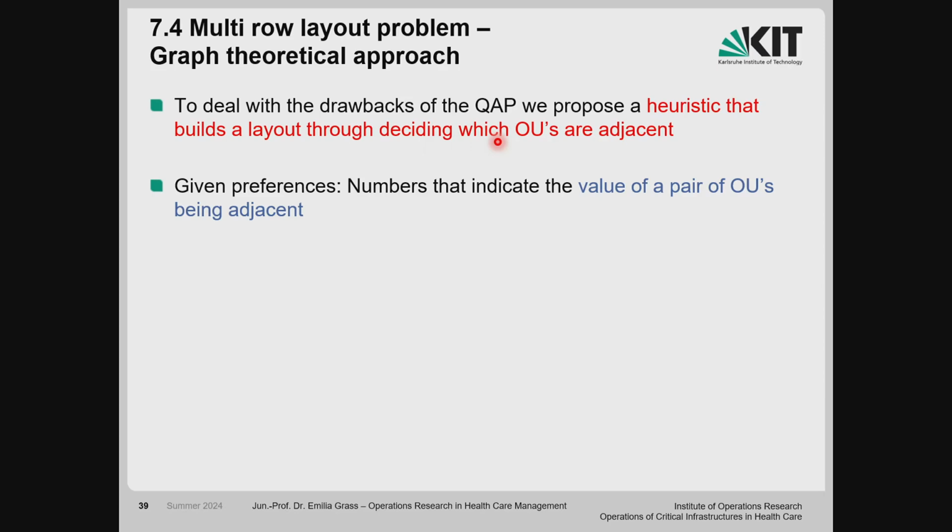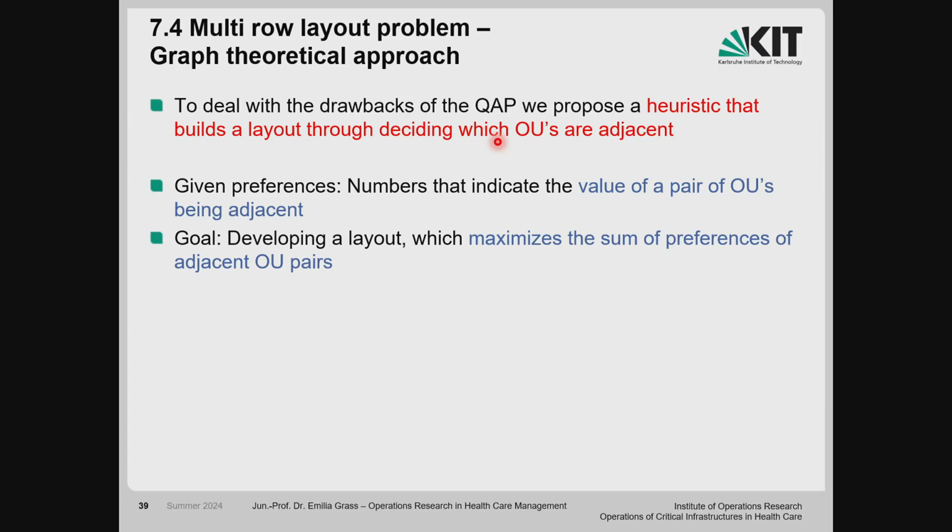So we are talking to hospital representatives, and they tell us which units should be close to each other, and they would like to have these closer to each other. So the officials can indicate which departments should be neighbors or not. And the goal is to develop a layout that, of course, maximizes these preferences. So we are going away from the logistical aspect. We don't want to minimize some kind of distances or travel times, but now we want to maximize the preferences given by the hospital officials.